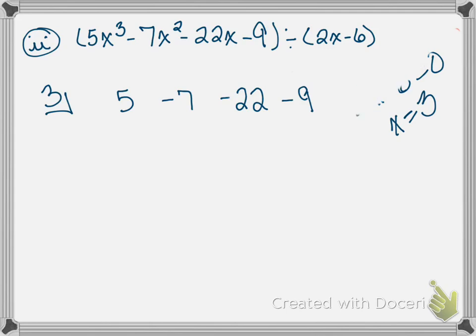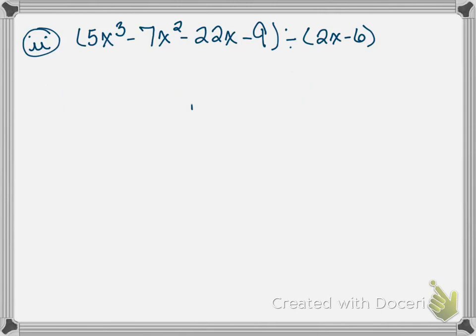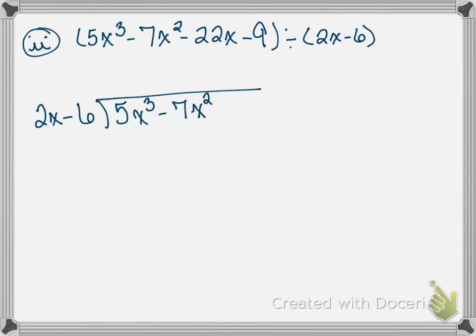The directions here say divide, so that makes it a little bit more cumbersome because of this 2x minus 6 that we are dividing by. So I am going to set this up in a long division problem. So I have 2x minus 6, and then I have 5x to the third minus 7x squared minus 22x minus 9.